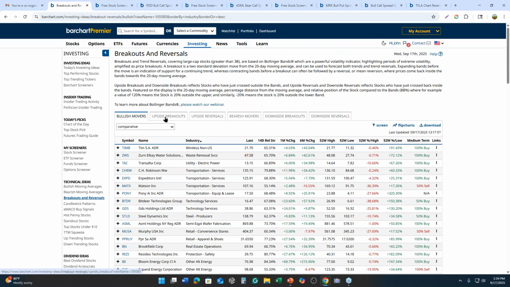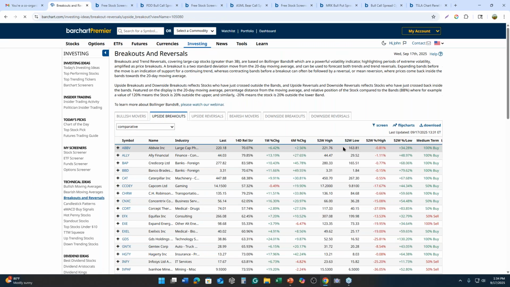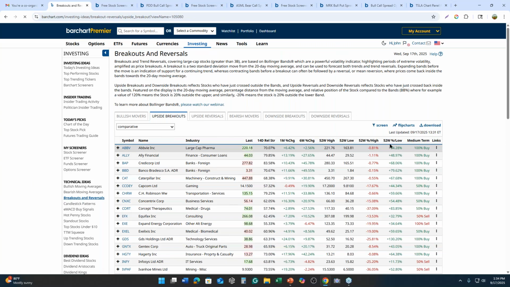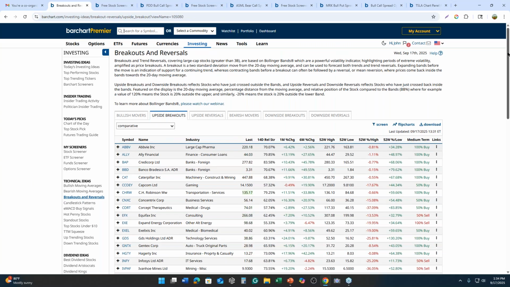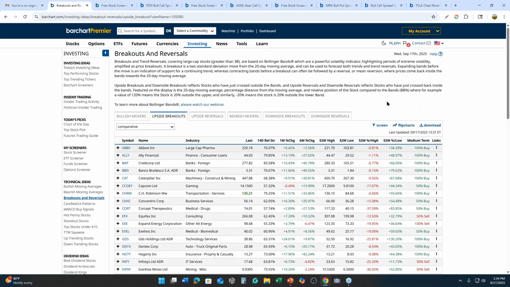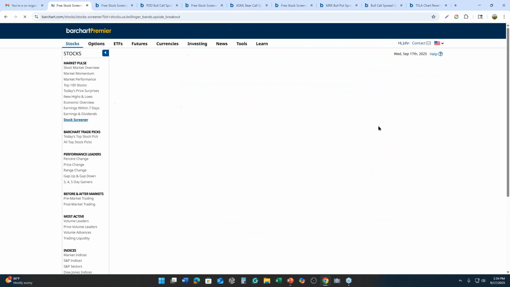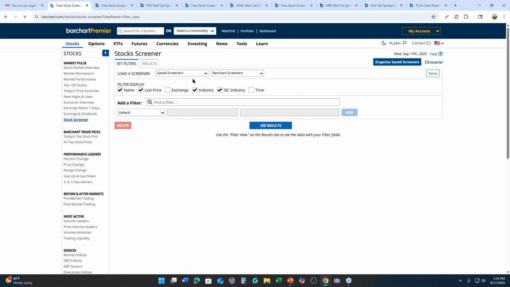Let's go to upside breakouts. All right, let's start there. And so the first thing that we're going to do here is, again, we need to eliminate some of the candidates. Now, we know a lot of these are good market cap candidates, and we know that they have price movement. But what we don't know is, do they have options, and then are their options tradable?